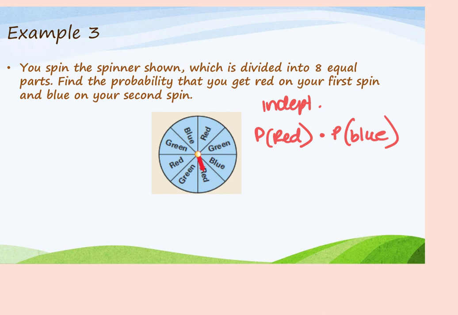How many reds are there? 1, 2, 3, and there's a total of 8. So 3/8 the first time. How many blues are there? 2 blues. So 2/8. You can either multiply them, then reduce, or because it's multiplication, it's easier to reduce and then multiply.